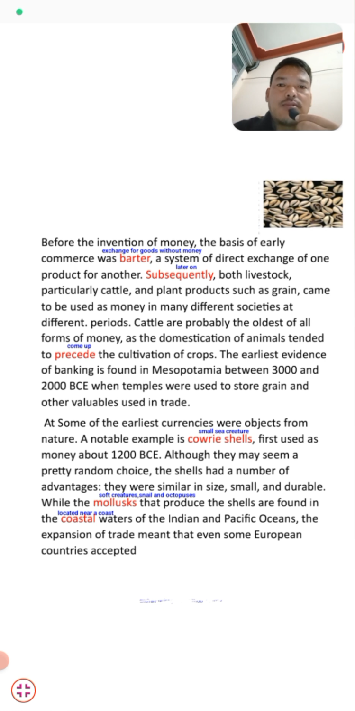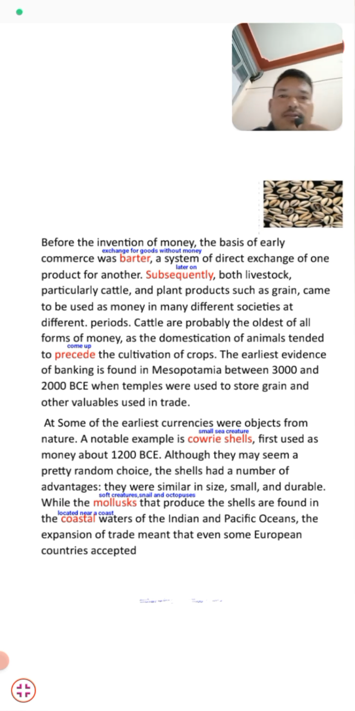This system was called the barter system, where there was no money but goods were exchanged. Subsequently, both livestock, particularly cattle, and plant products such as grain came to be used as money in different societies at different times before the invention of money.